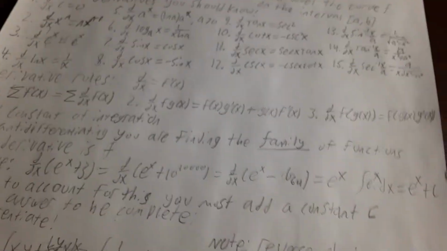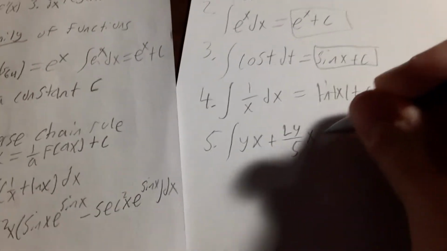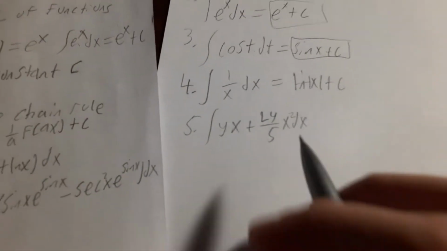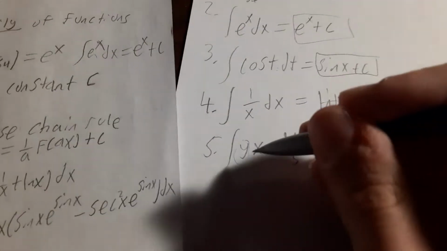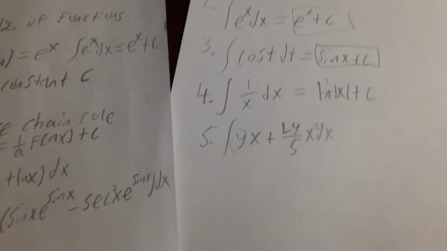Problem number 5. Integral, oh, that was number 5. Oh, number 4, fine, we'll do that one. Integral of yx plus ly over 5x dx. Or well, you can just put an x squared here. So we're going to have to use the constant rule for integrals, where if this is a constant, which in this case it is, it is a variable, but it's not the variable of integration, so we can treat it like a constant.